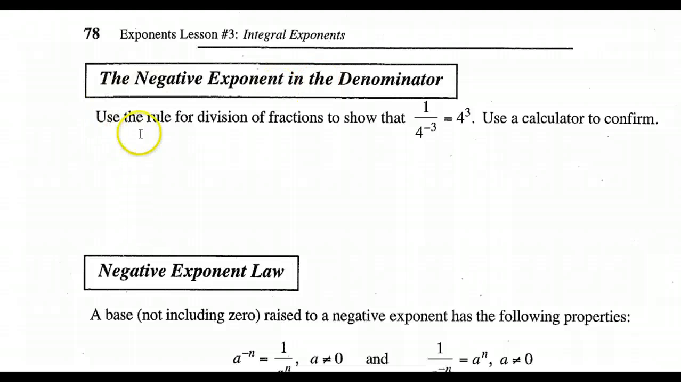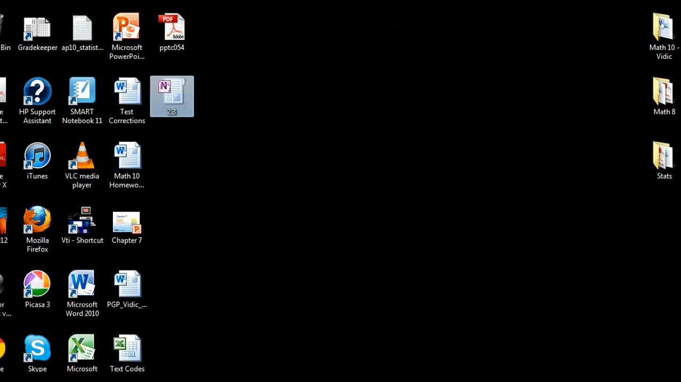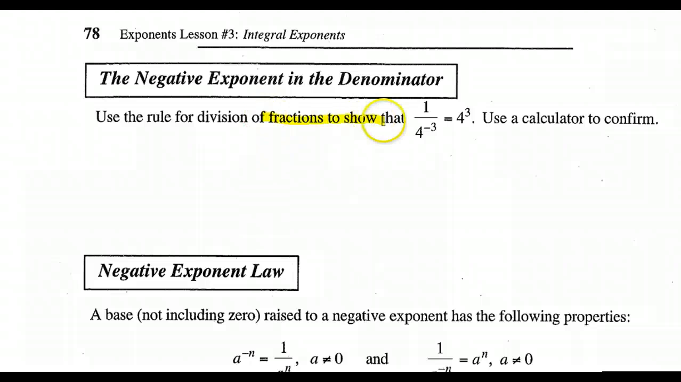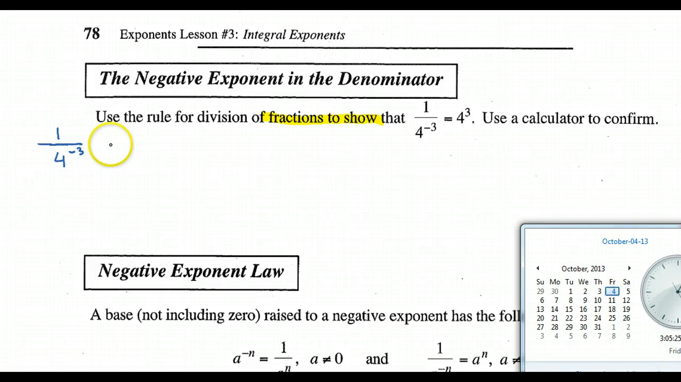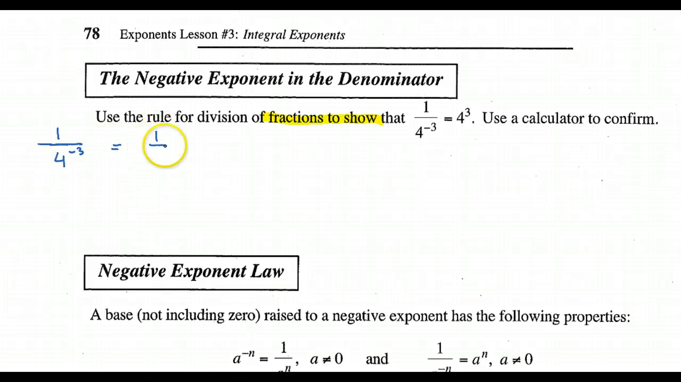Okay, so again, use the rule for division of fractions. Division of fractions is something that confuses a lot of people. Let me just show you here how to do this fully. So if I had 1 over 4, let me write this a little bigger here. So 1 divided by 4 to the negative 3. Well, if we're going to make that a positive exponent, we would really have 1 over, and then we have to flip to make this a positive 3. We have to rewrite this as 1 over 4 to the positive 3.